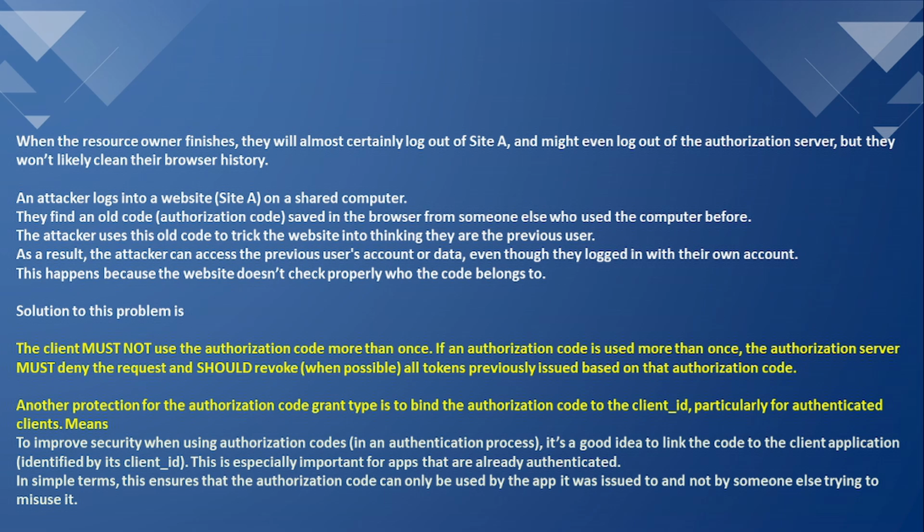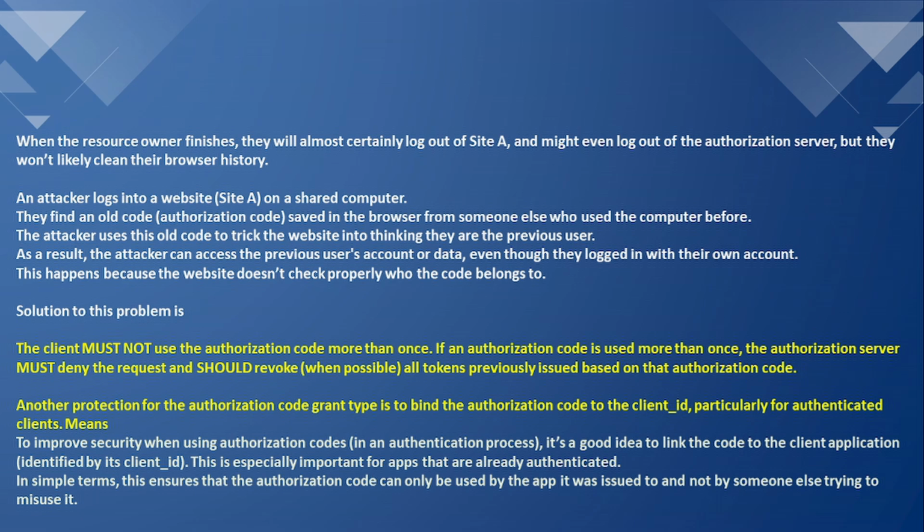So now an attacker logs in to the website, that is site A, on a shared computer. The user will just try to access site A on a shared computer. They find an old code saved in the browser. I'm talking about the authorization code saved in the browser from someone else who used the computer before. The attacker uses this old code to trick the website into thinking that they are the previous user. So as a result, the attacker can access the previous user's account or data even though they logged in with their own account. This happens because the website does not check properly who the code belongs to.